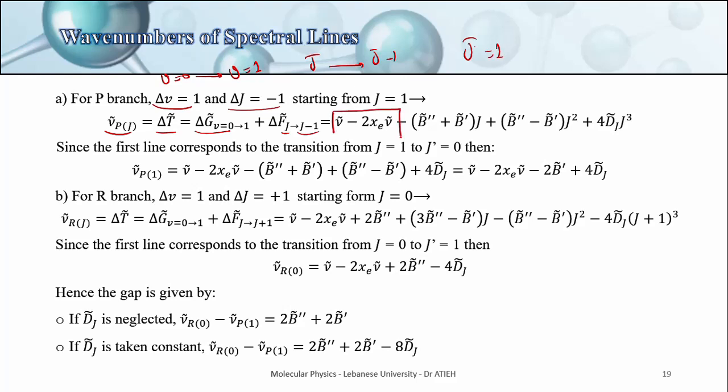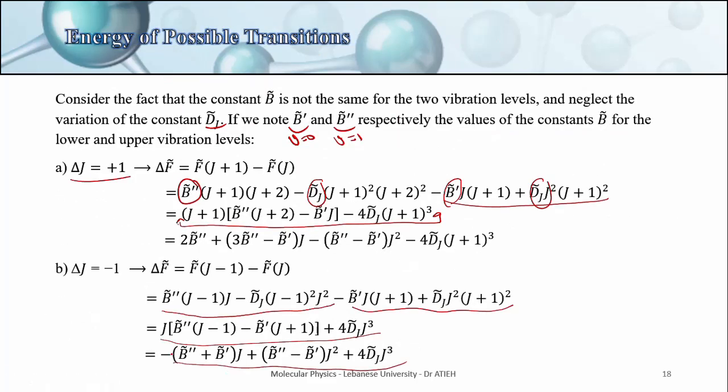So this is the term corresponding to delta G. That's it. This is the vibrational part. And this is the rotational part. You can see the rotational part from the previous slide. So let's go back. Here it is. So this is for delta J equals -1. Just take it, substitute it, and you will get this shape.